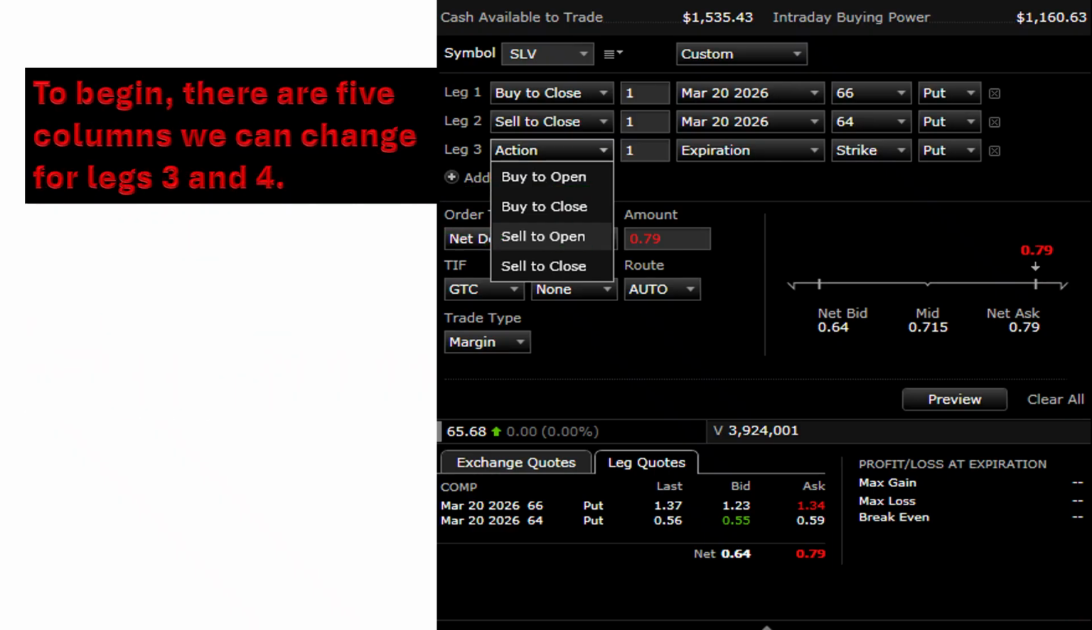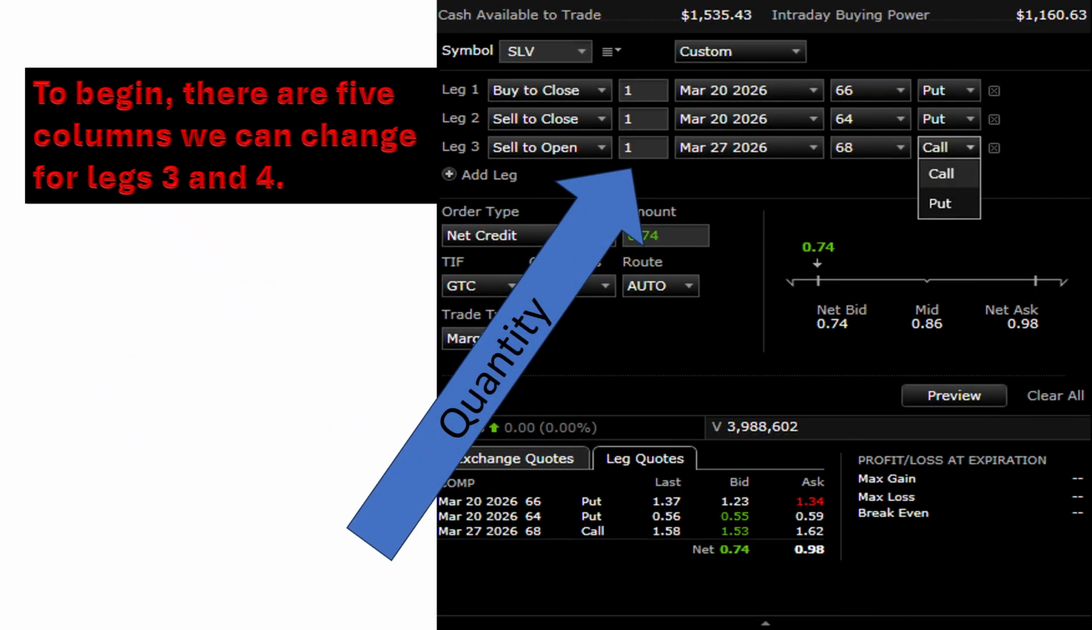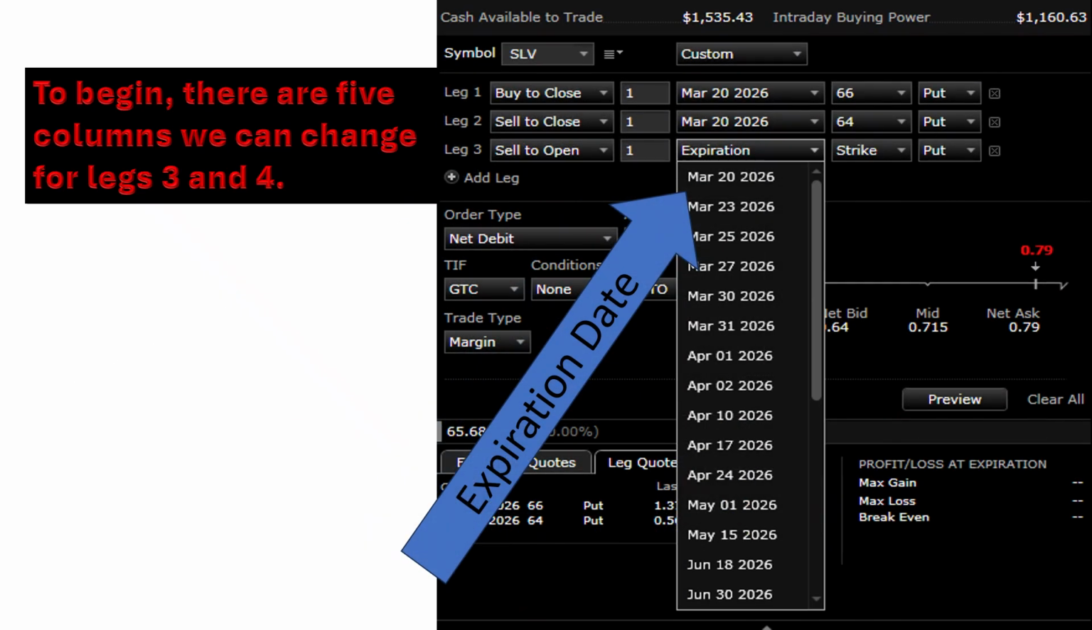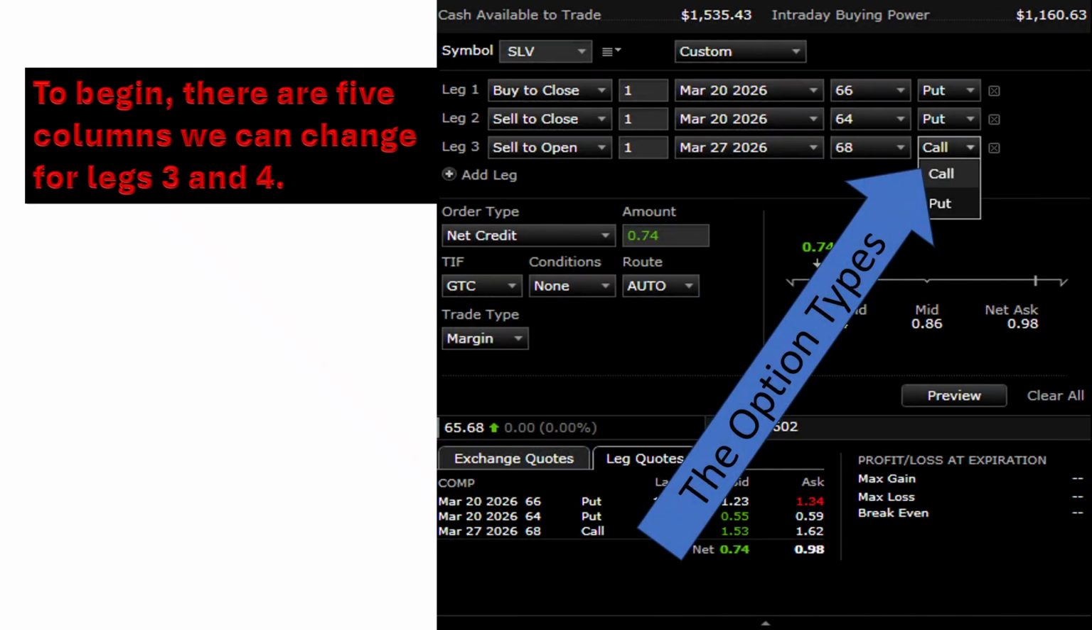To begin, there are 5 columns we can change for legs 3 and 4. Column 1 is the action of buying or selling to open. Column 2 is the quantity. Column 3 is the expiration date. Column 4 is the strike level. Column 5 is the option type. It's either a call or a put.